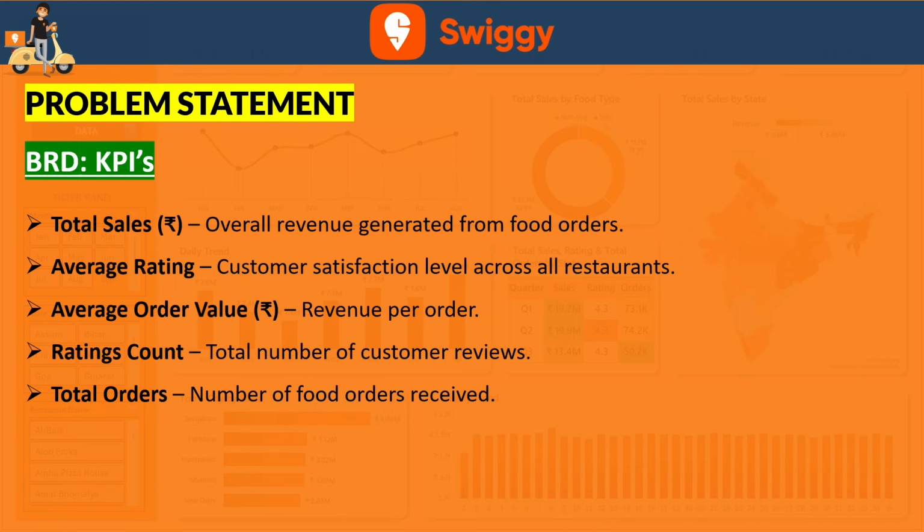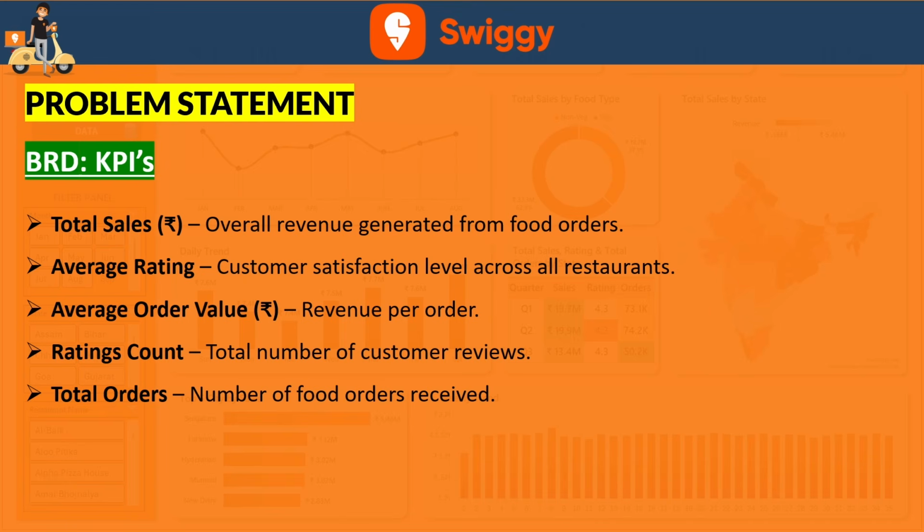Then we will also find out the average order value, which is nothing but revenue per order. So for one particular order, how much revenue is generated? It will help us to understand how much the restaurant is making from one particular order, right? So this is what we'll be able to find out from here.